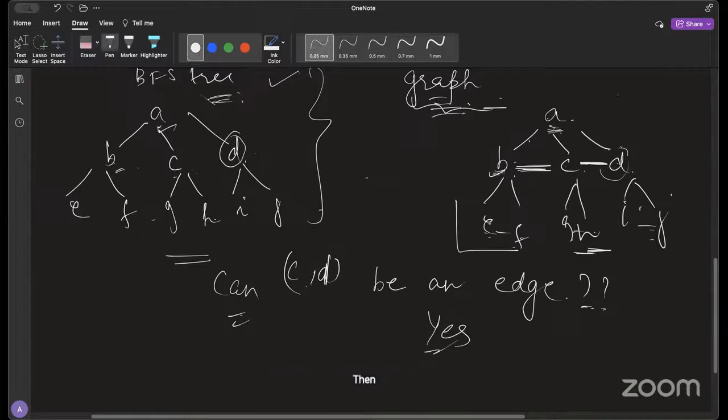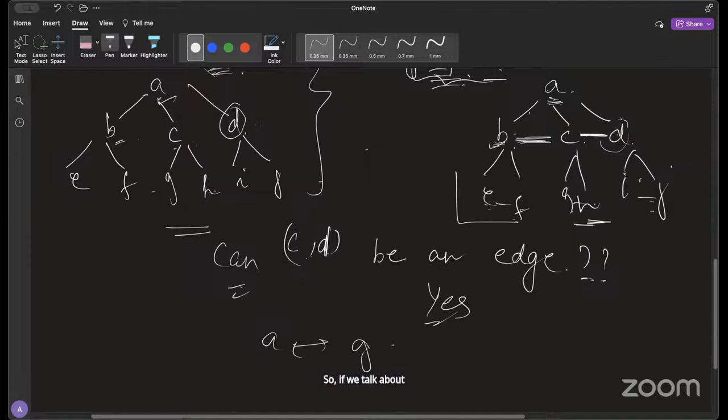Then coming to different levels, let's take A and H, or A and G, as someone suggested. So let's say A and G. Can A and G have an edge? No, ma'am. So the answer is no.